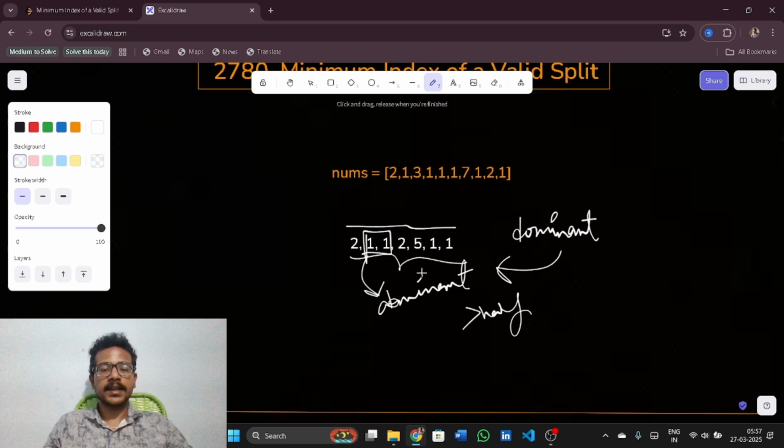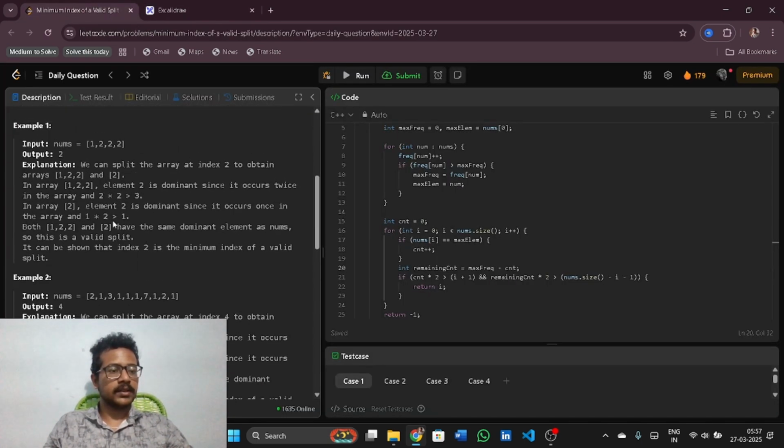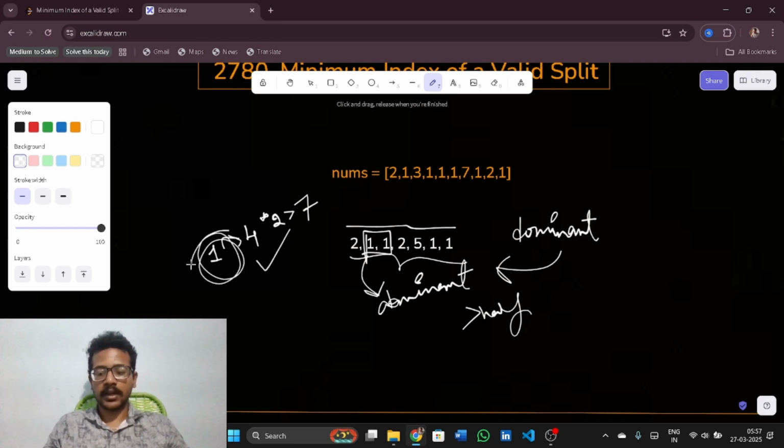So this would be our dominant element. We are considering this in a simple way: if the frequency of an element, multiplied by 2, is greater than the size, then it is dominant. So 1 is occurring for 4 times. Now 4 into 2, is it greater than the size of the array? Yes. So this element will be the dominant element in the array.